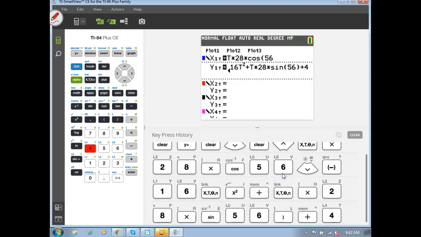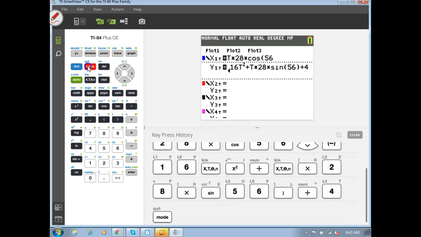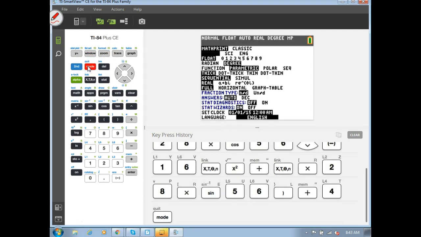All right, so everything's typed in. We're in parametric mode. I'm going to double check that I am in degree mode. Some of us had this problem yesterday where we were in radian mode still and it wasn't graphing right. And they want us to answer some questions. So a few things we can do here. Let's first look at the graph.